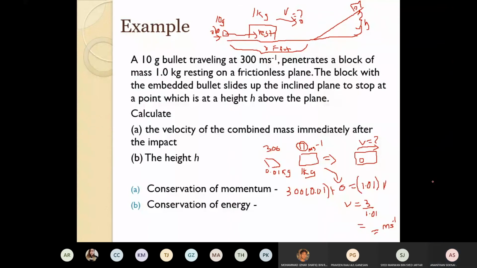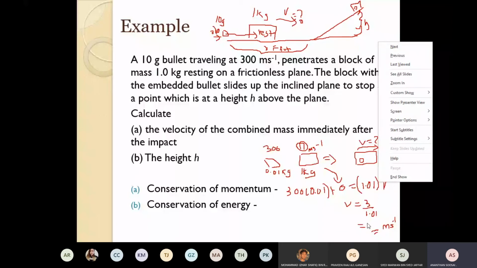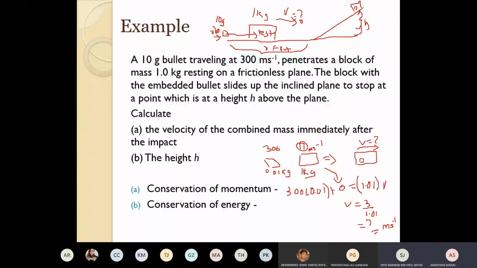Correct? So anyone got the answer? What is the answer you got? 2.97. Good. 2.97. So when something collides with something and they ask for the combined velocity, the only clue we have is momentum. No choice. Momentum is the concept.